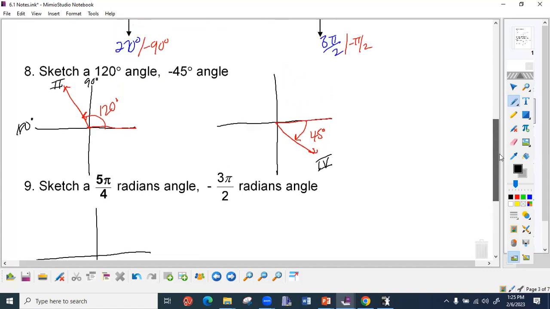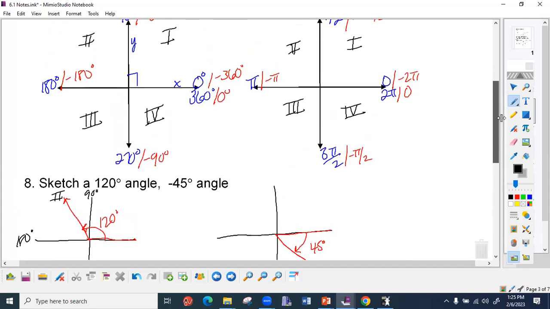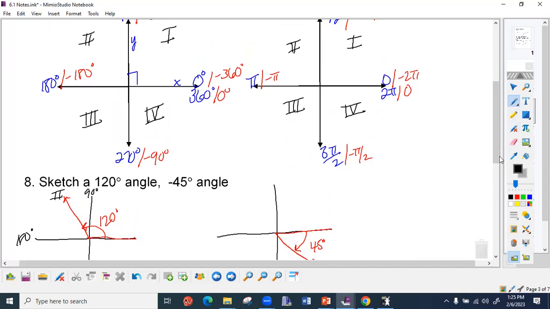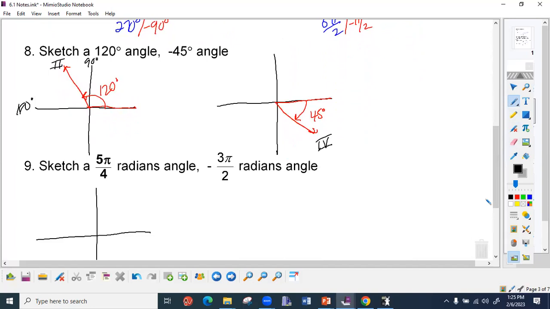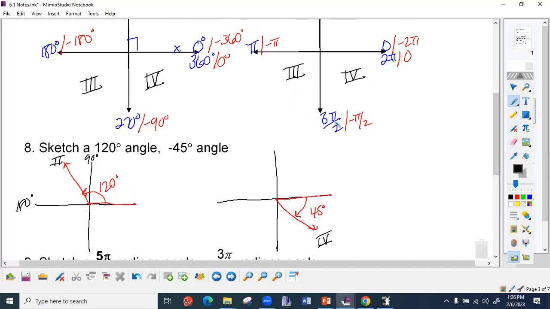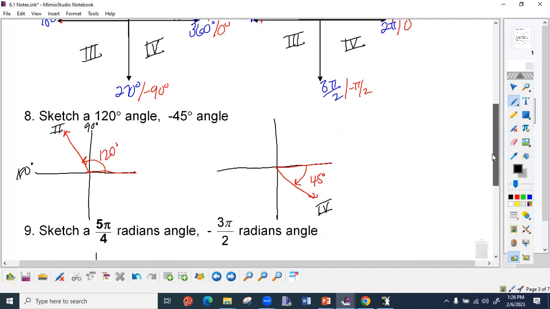5 pi over 4. Where does that fall? Quadrant 3. Good job. Okay, if you have $5 and you share it with 4 people, how much is each person getting? 1.25. Isn't that less than 1.5, which is 3 over 2, right? So what quadrant am I in? 3.